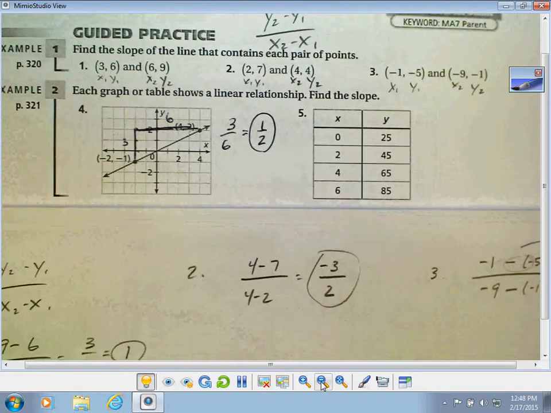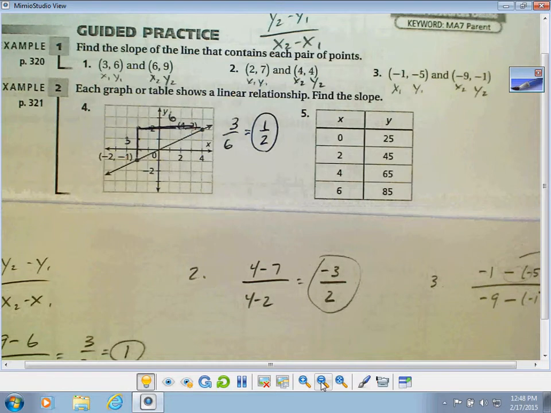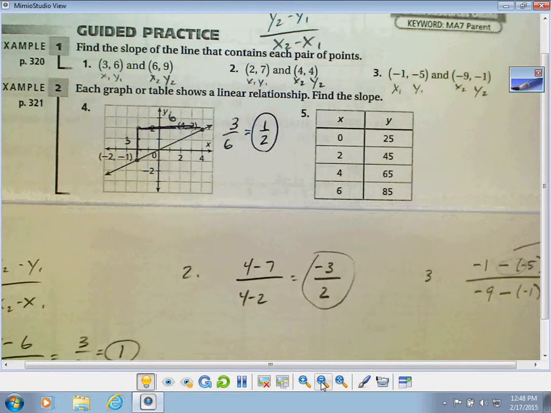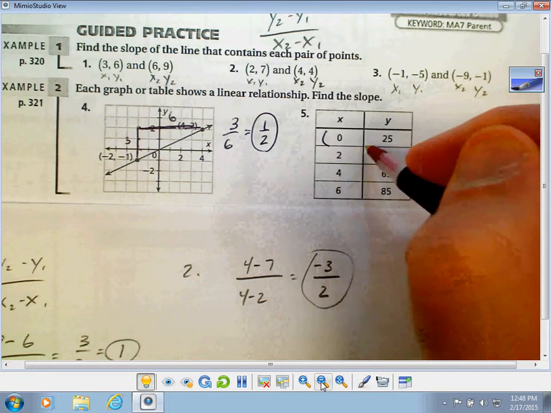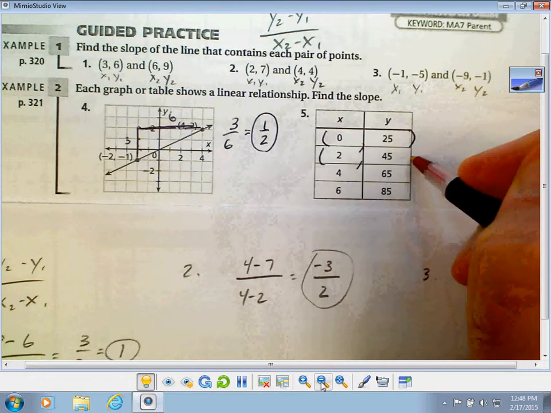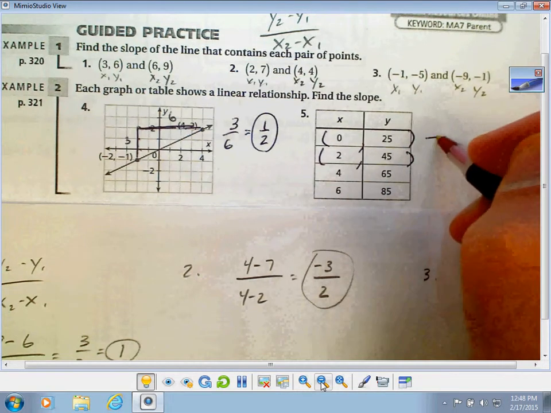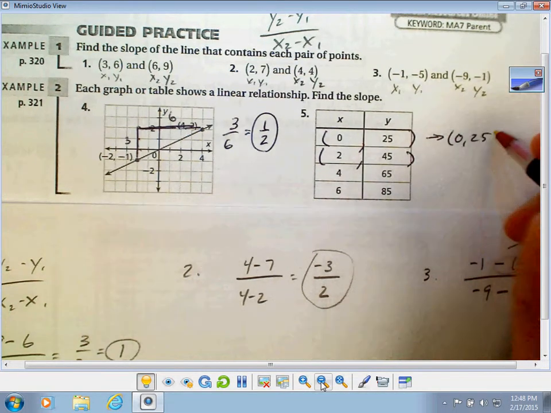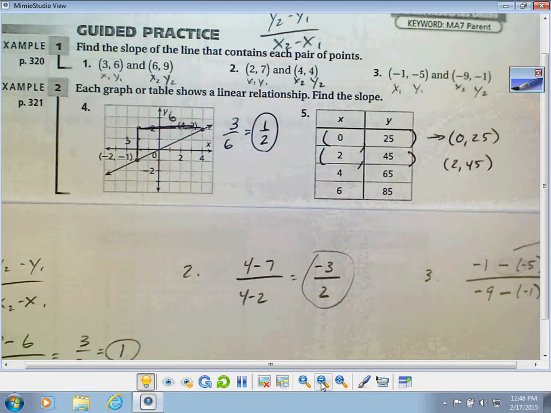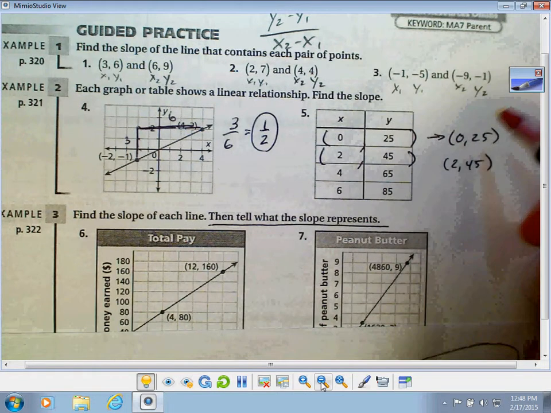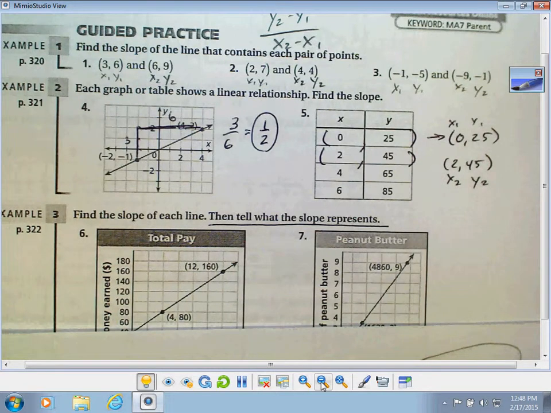Alright, looking at number 5, I see a chart now. So to do rise over run, I'd have to graph this. So it's probably easier to use the slope formula. And remember, when you get a chart, it actually is labeled as an x and y here, but really any chart you have is essentially a list of coordinate points. So we only need 2 for the slope formula, so we might as well just use the first 2 here, right? So instead of reading it as a chart, this is really 0, 25, and 2, 45. So let's label that as x1, y1, and x2, y2, and just use the slope formula.